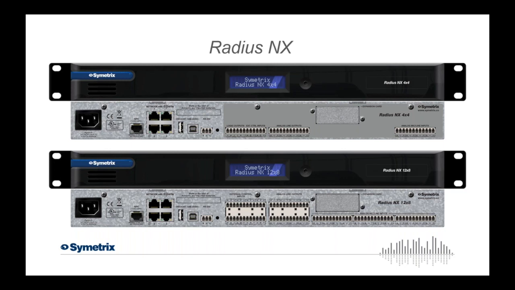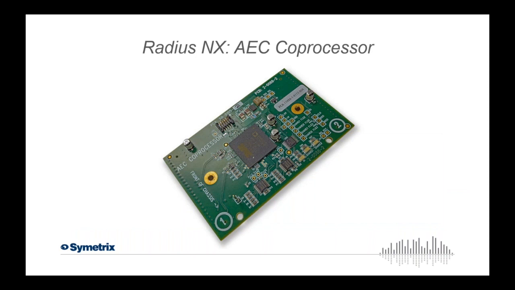But there's a couple other really cool things about Radius NX that kind of set it apart, besides having a little bit more DSP capability. One thing is the AEC core processor card. Instead of having a dedicated AEC model, we actually have a single core or dual core card that can be installed in either one of the Radius NX models. So you can actually have up to 8 channels with the single core or up to 16 channels of acoustic echo cancellation with the dual core. So that's a huge improvement.